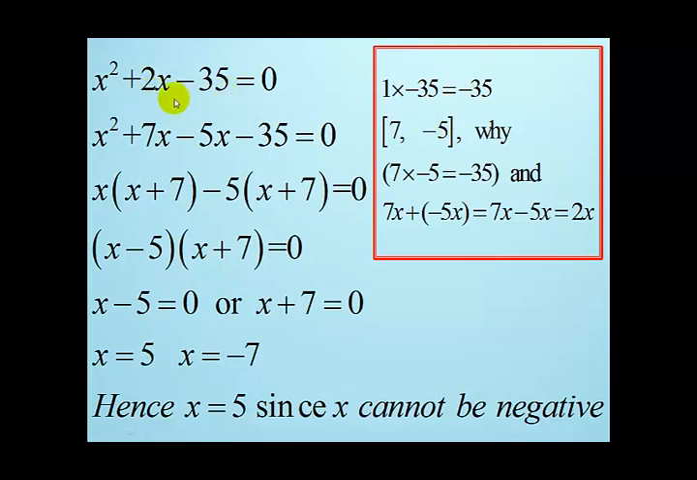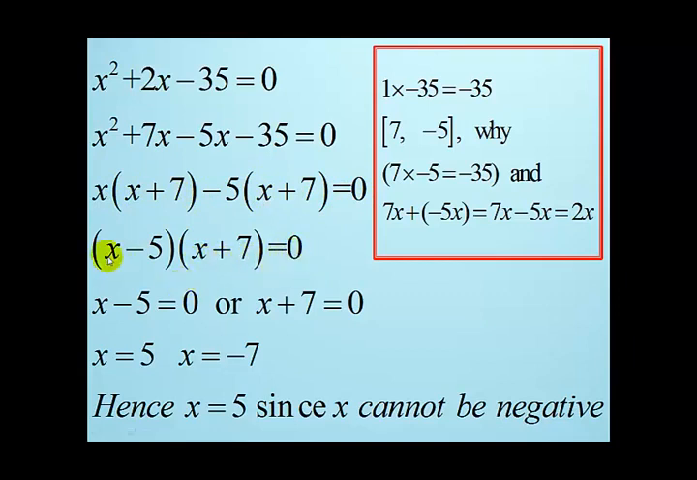Now this means that we have x squared plus, in place of 2x, 7x minus 5x, because 7x minus 5x is equal to 2x. Minus 35 is equal to 0. Now we factor x out, and we have x plus 7 in bracket. When we factor minus 5 out here, we also have x plus 7 in bracket, all equals 0. Now we have x minus 5 in one bracket. Then since the brackets are the same, we maintain one. So we have x plus 7, all equals 0.